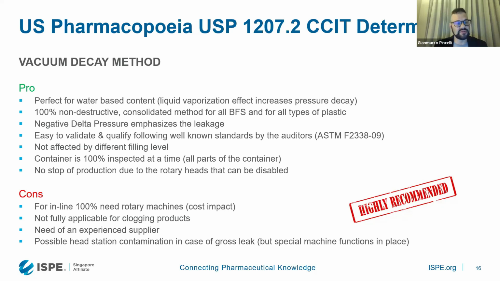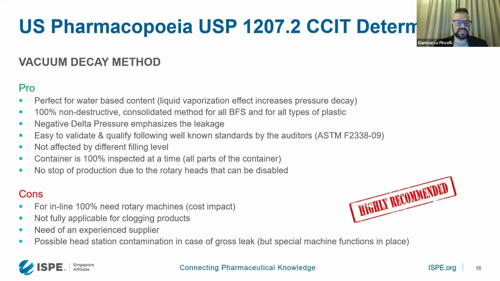This is really important. About the cons: for inline, you need rotary machines, not linear machines. So you have multiple heads, which has an impact on cost. If one is price oriented, for sure this vacuum decay is, we can say, a Ferrari, but it's costly because you have many heads. It's also not applicable for clogging products. So if you have an oil-based product, it is not applicable.